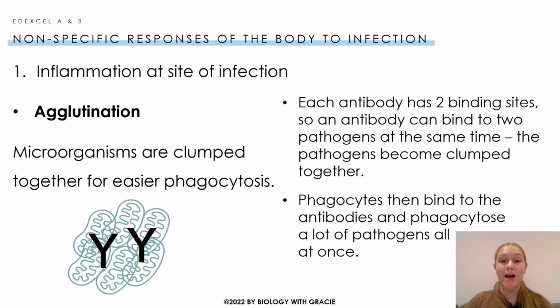Our first way that antibodies actually destroy microorganisms or label them for destruction is known as agglutination. So microorganisms are clumped together for easier phagocytosis, basically. As we talked about in our previous video, each antibody has two binding sites. So an antibody binds two pathogens at the same time, which allows them to become clumped together. So then the phagocytes can bind to the antibodies and phagocytose a lot of pathogens all at once. So it speeds up the process of phagocytosis and destruction of microbes.